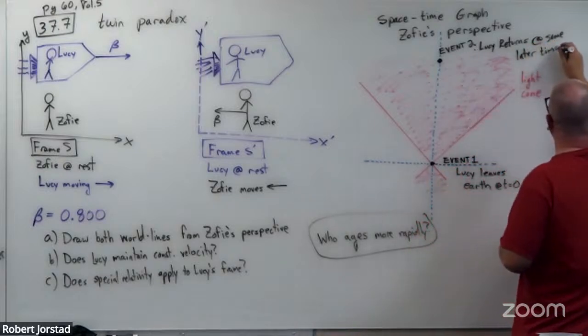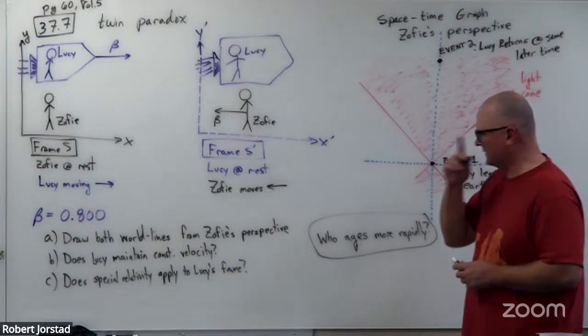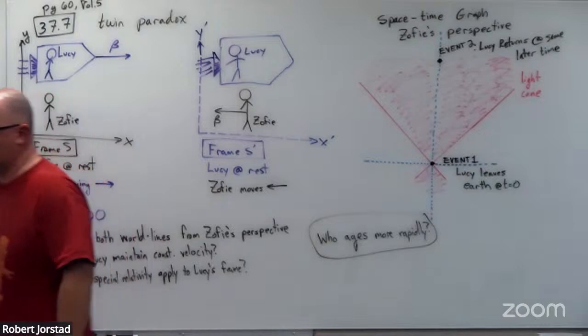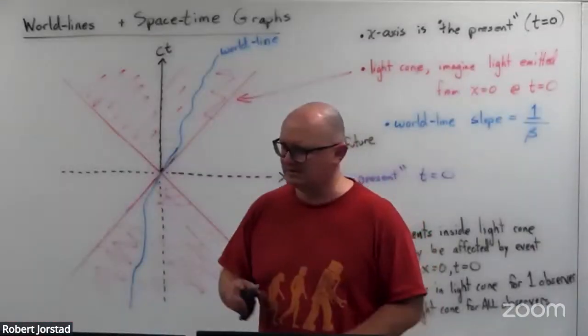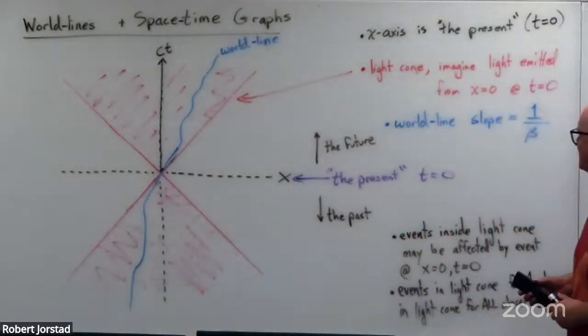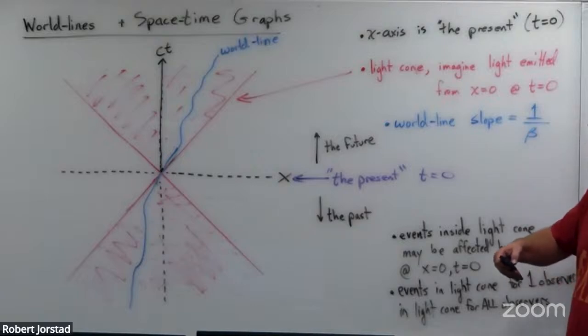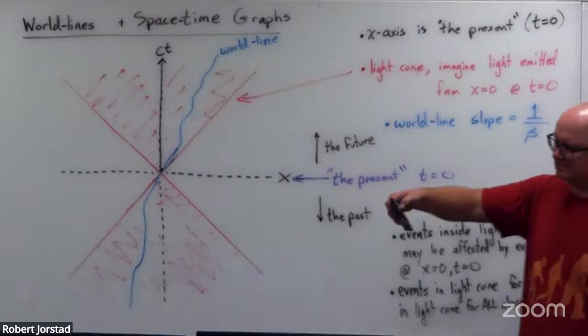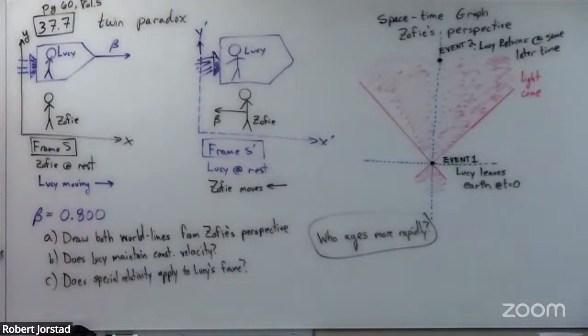Okay, so pause the video, try to draw the world lines for this case, and if it helps, I'll just remind you really quickly, this was the information we saw. Remember, slopes on the world line correspond to 1 over beta, where beta is the speed. Okay, let's go back to here. 3, 2, 1, here we go.